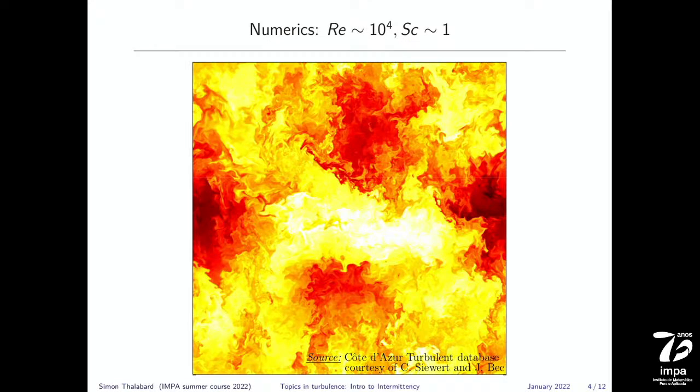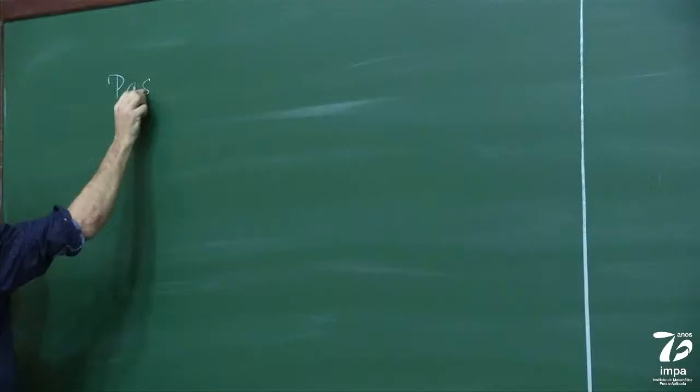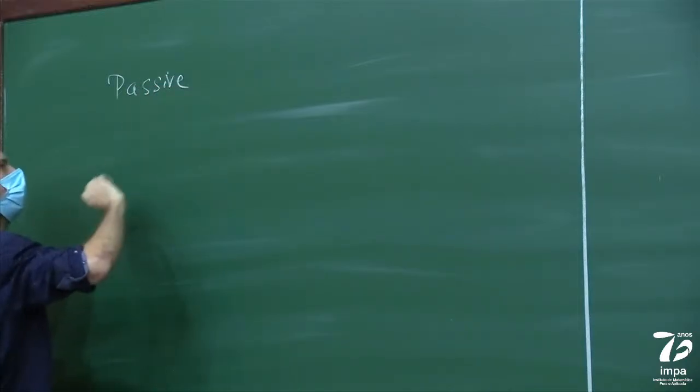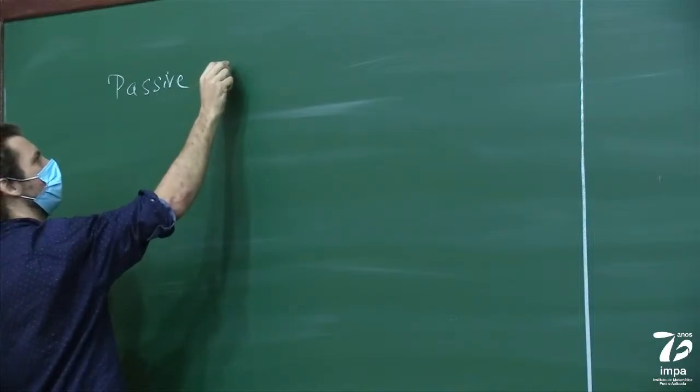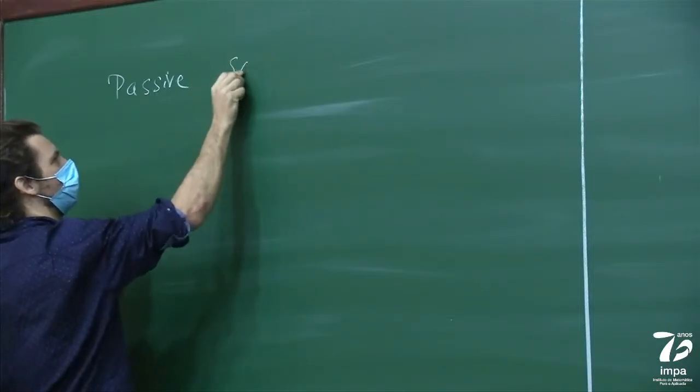Continue to tell you about this kind of picture which appears right now on the screen, and that is to say, a picture of a passive scalar in a turbulent flow, and in particular, a passive scalar which is here in a fully turbulent state. So it's the continuation of the discussion that we had started yesterday. Passive scalar turbulence.